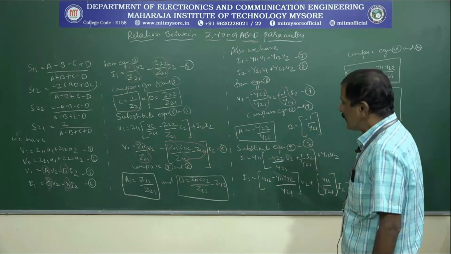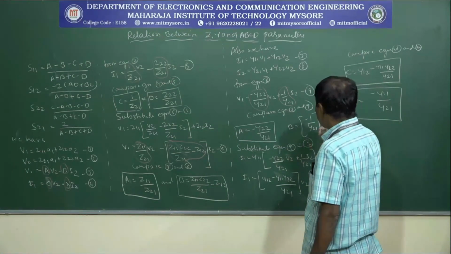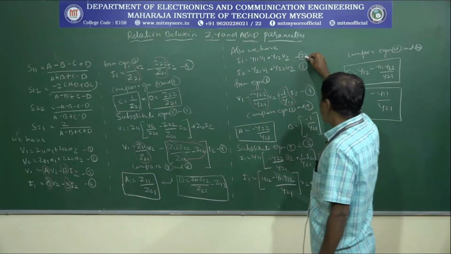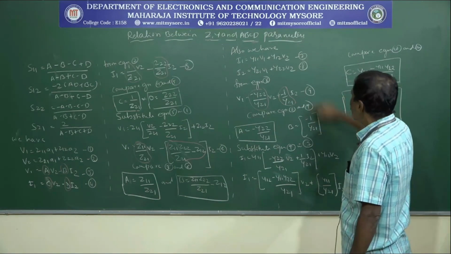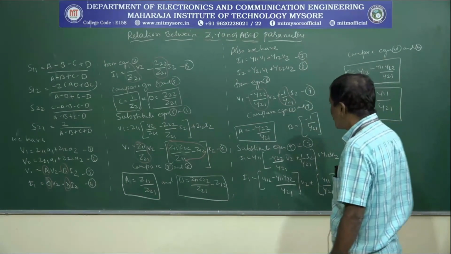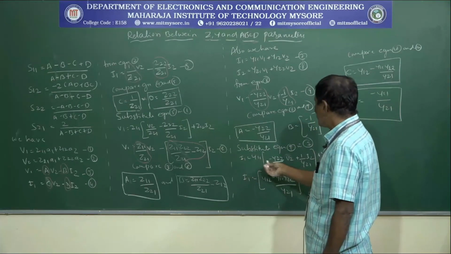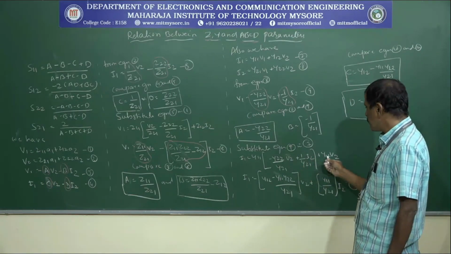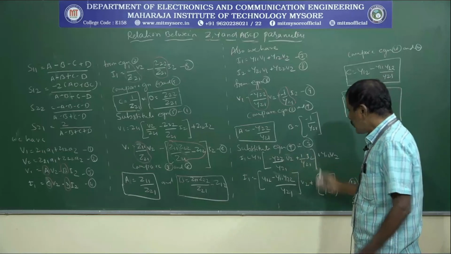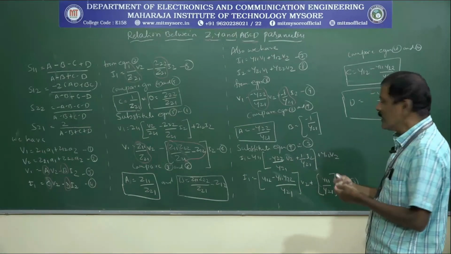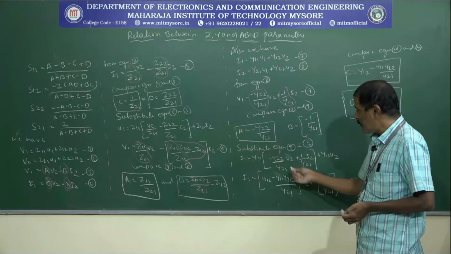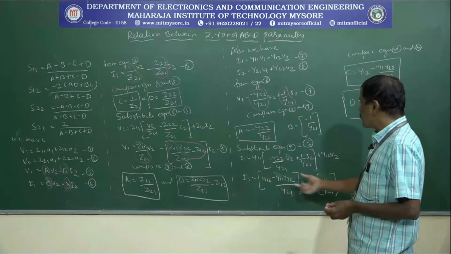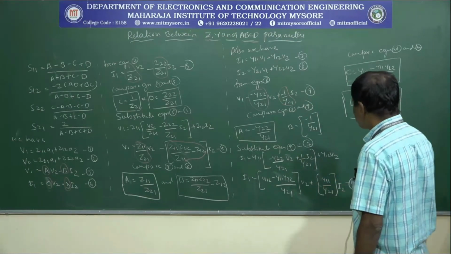Then substitute equation number 9 in equation number 7. If you substitute it, then I1 equal to Y11 into minus of Y22 divided by Y21 into V2 plus 1 by Y21 into I2 plus Y12 into V2. Then take all the I2 terms on one side and all the V2 terms on one side, because this equation contains I2 and V2 terms. When you separate the I2 and V2 terms, I am going to get these particular values.